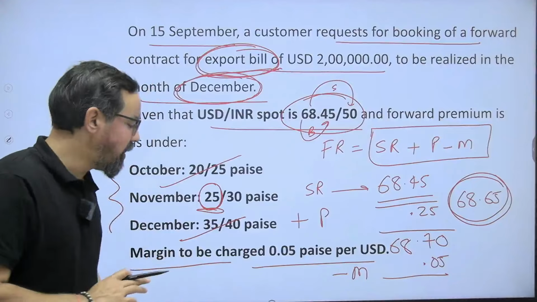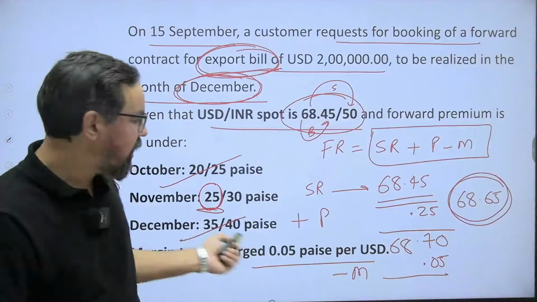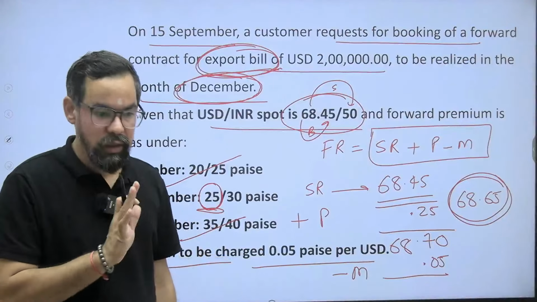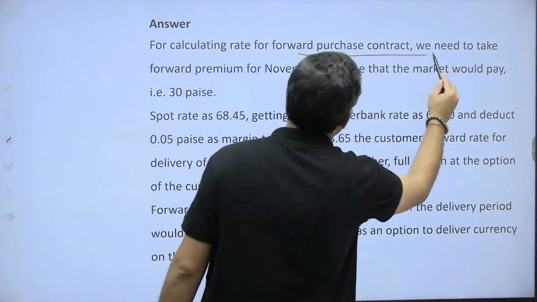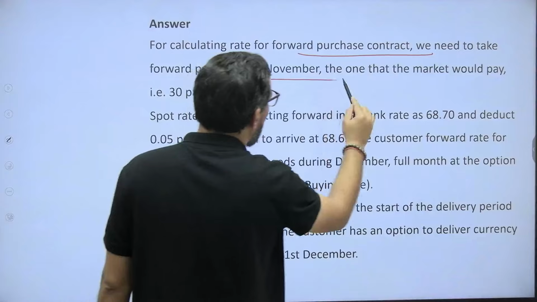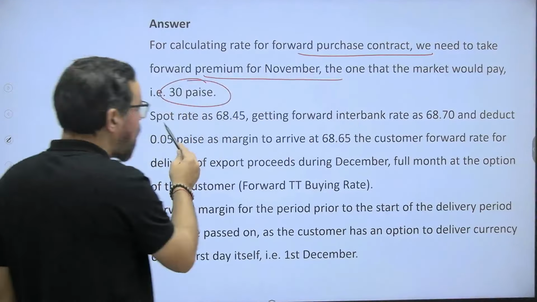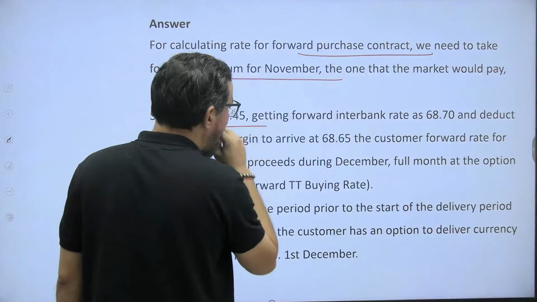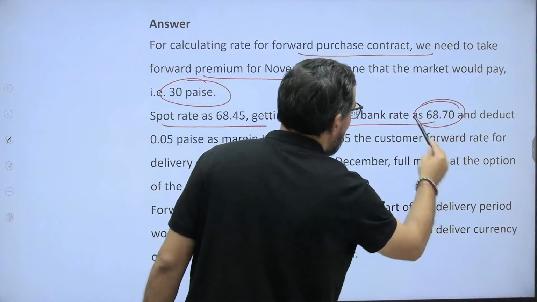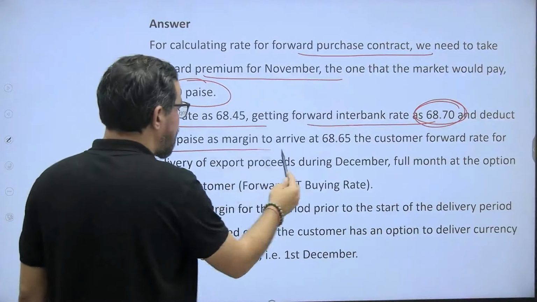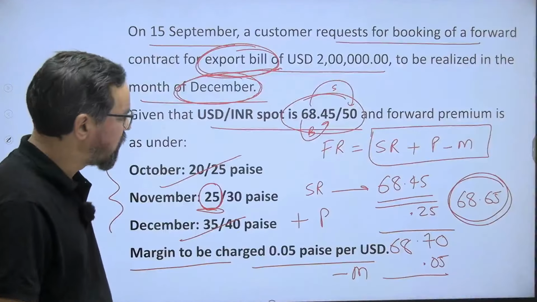Sometime you will be understanding these things in CAIIB in detail, but here they have given the basics around this entire concept, right? So for calculating the rate for a forward purchase contract, we need to take the forward premium for November. The one that the market would pay, that is 30 paisa. Again, the spot rate is 68.45, and the forward interbank is 68.75, and the margin is 0.05. So it will come to 68 point, it was not 40 paisa, it is 25 paisa, sorry.